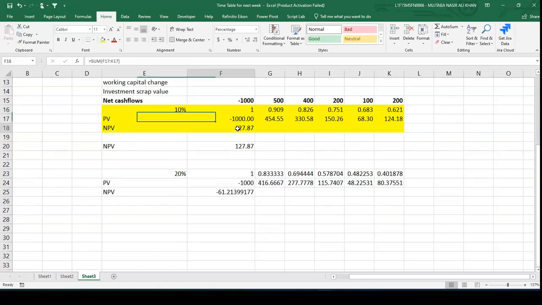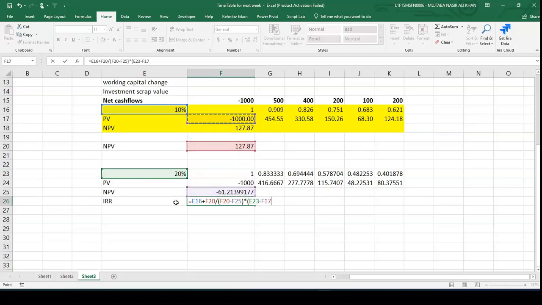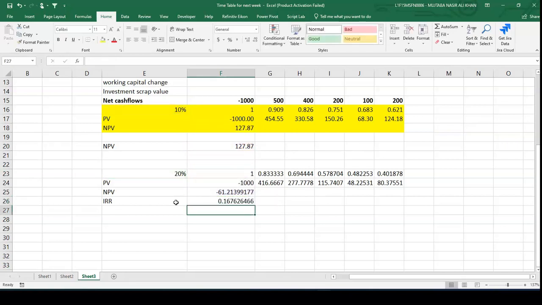Now we have two discount rates and two NPVs. Now apply the formula IRR: lower rate, remember, lower rate is 10%, plus lower rate NPV divided by lower rate NPV minus higher rate NPV into higher rate minus lower rate. So it will take time. So answer is 16.8% roughly.